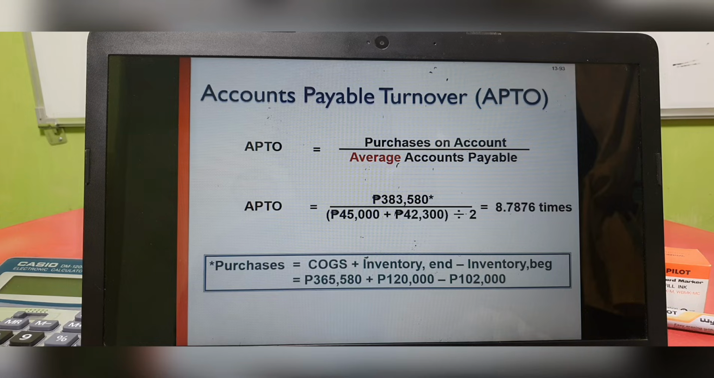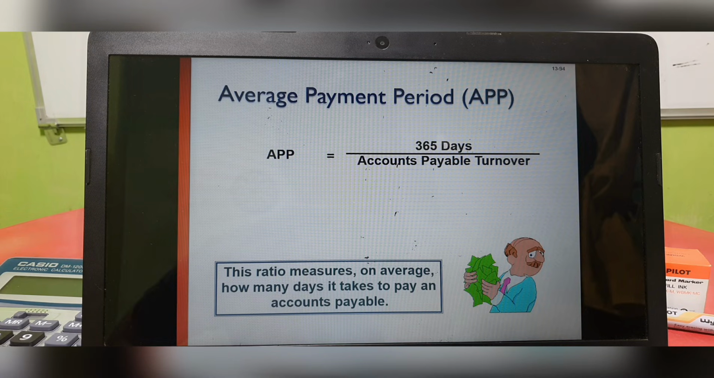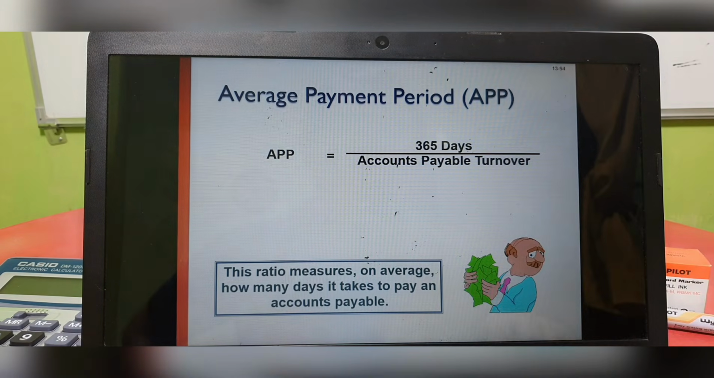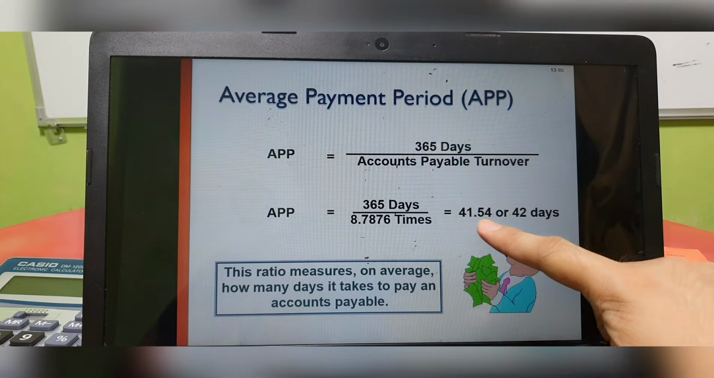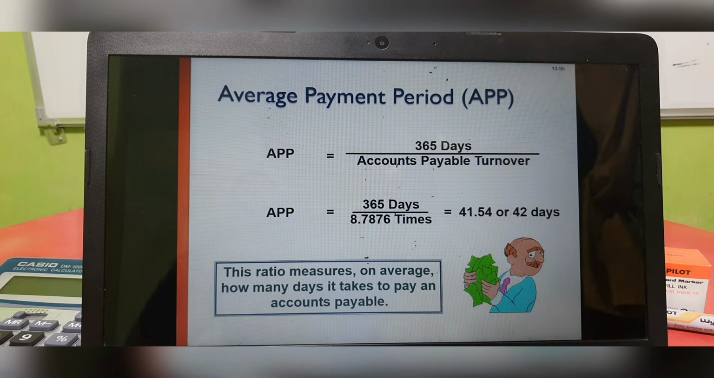Mas madaling intindihan uli if we convert into days in accounts payable. And that is also known as average payment period. The accounts payable turnover will tell us how fast we are actually paying our accounts payable. And how fast, mas madaling intindihan if we express in days. So 365 over your accounts payable turnover. So using the data kanina, 365 over our answer. So we have 41.54, round up ulit. So we have 42 days. Ibig sabihin, bumili ka ng inventory ngayon after 42 days at saka mo pa lang siya nababayaran on the average.